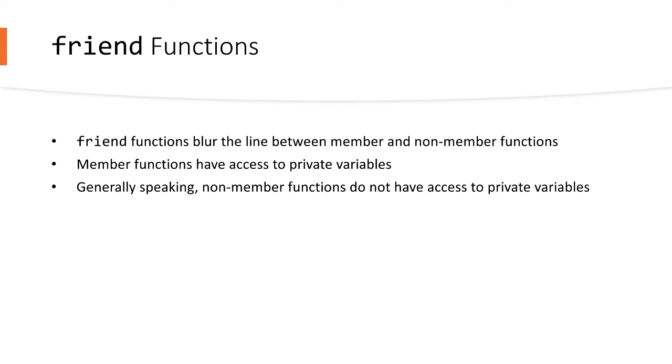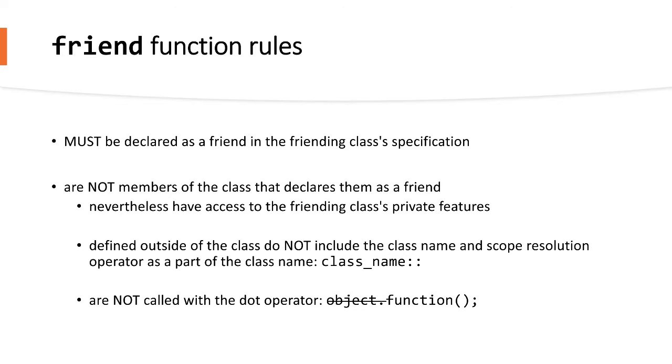Let's talk about friend functions. Friend functions blur the line between member and non-member functions. Member functions have access to private variables. Generally speaking, non-member functions do not have access to private variables. Friend function rules: they must be declared as a friend in the friending class's specification. They are not members of the class that declares them as a friend. Nevertheless, they have access to the friending class's private features.